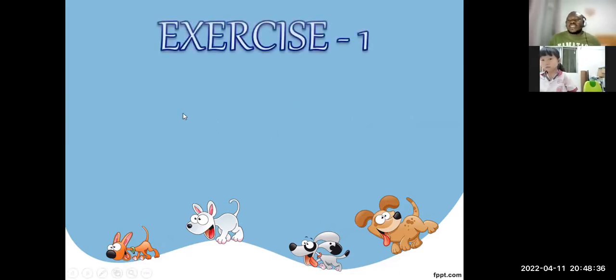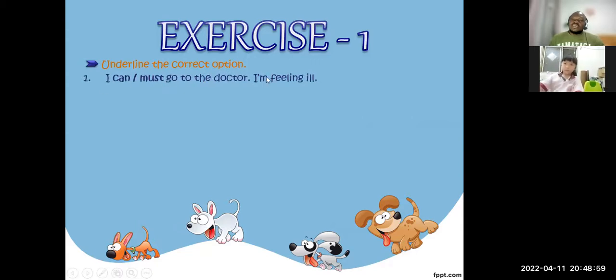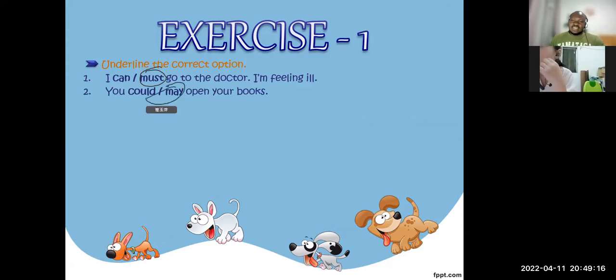So let's look at an exercise now and see what you have actually learned. Okay, the third paper. Let's just pick up what we have. You have to choose from can or must. Very good. I must go to the doctor. I'm feeling ill. What about here? You may open. Yes, you may open your books. That is excellent.